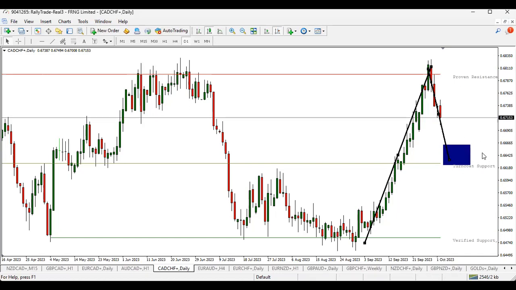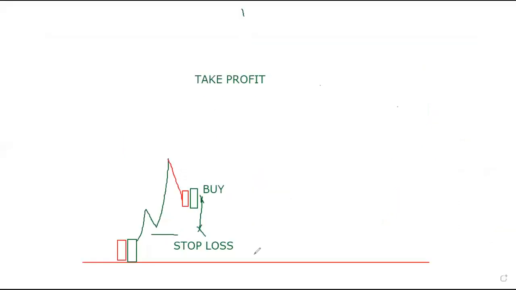All right. So that's how I'm going to be approaching this chart of CAD CHF when the time comes to enter a buy trade. Right. I hope we got that. Now, what about the uptrend that does not have clear pullbacks? Maybe it just goes up and then it consolidates, and then it continues to go up again, it consolidates, or maybe it's going down, whatever.